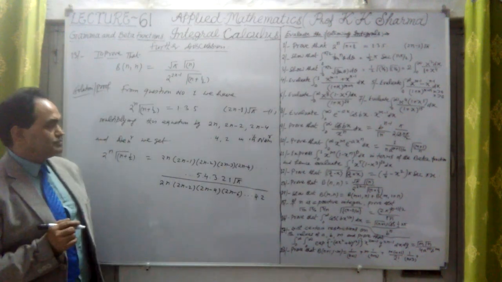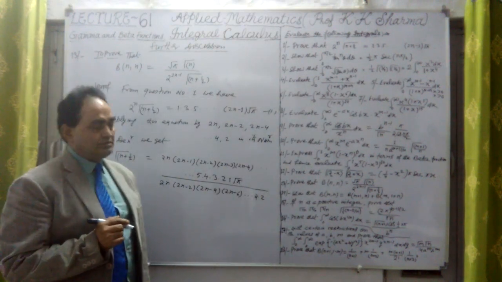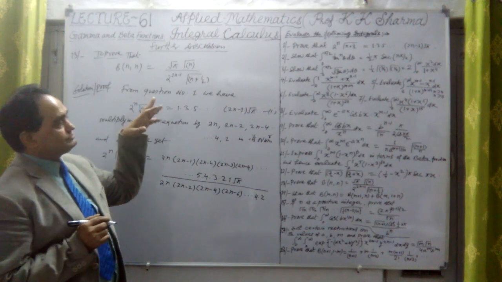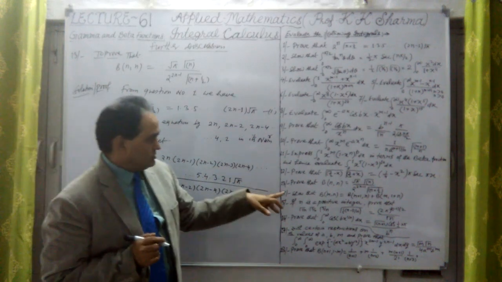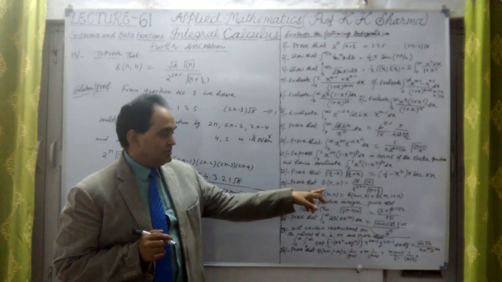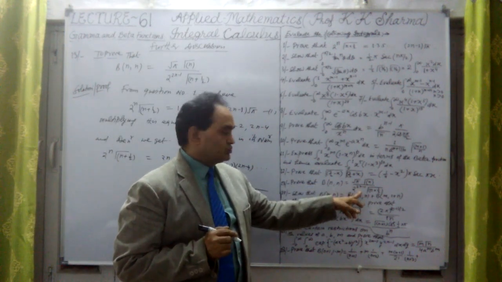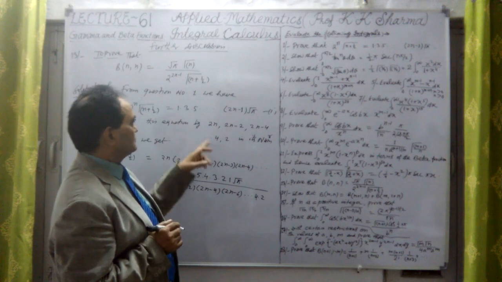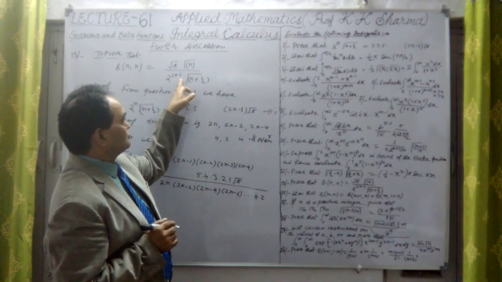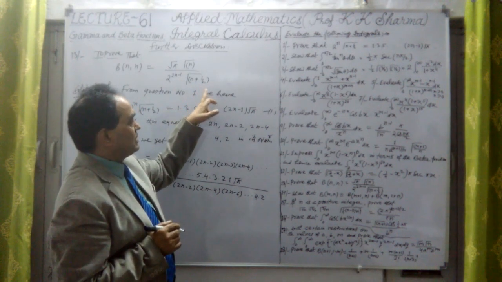Yes, guys. So we are continuing with question number 13. In this 13th question, the given question is to prove that Pn is equal to root pi gamma n divided by 2 raised to the power 2n minus 1, gamma n plus r.